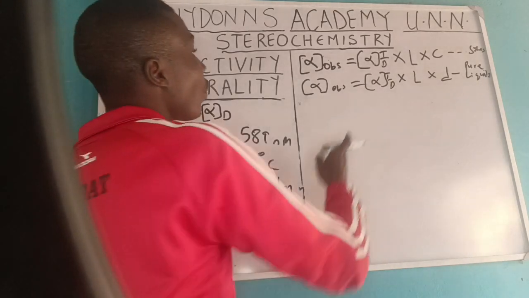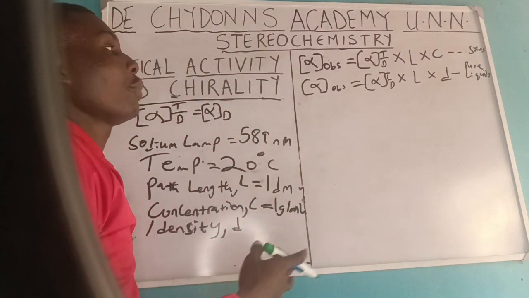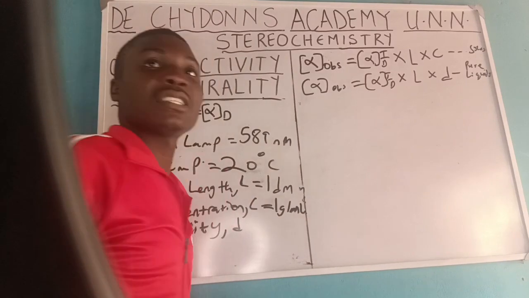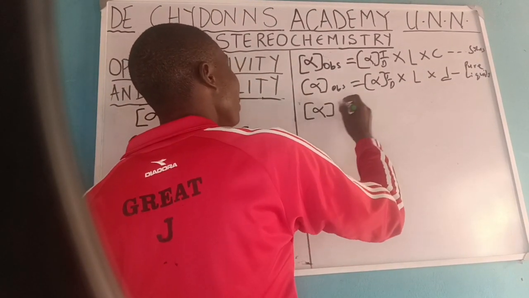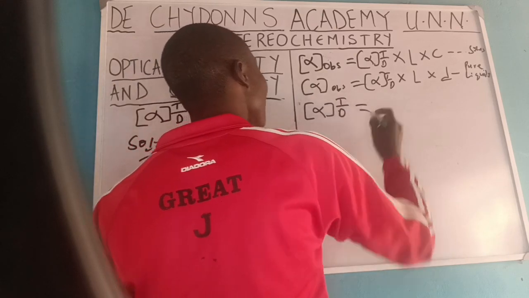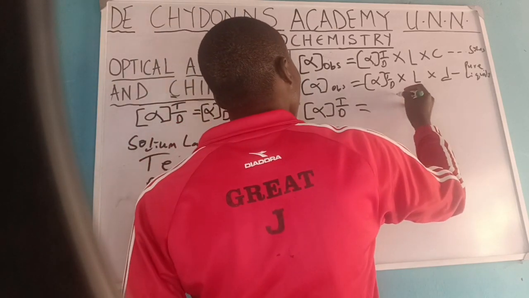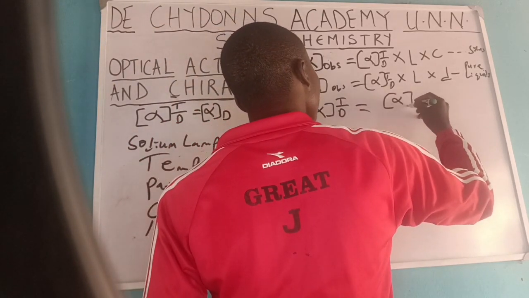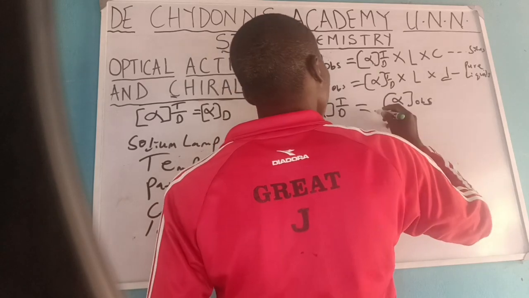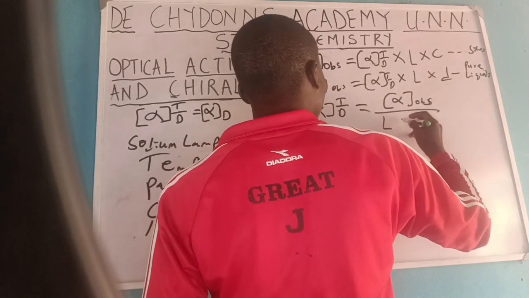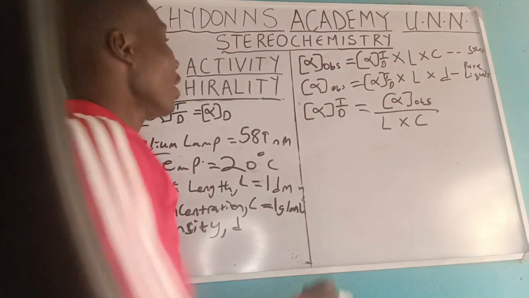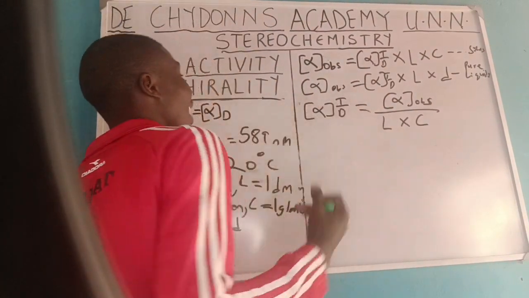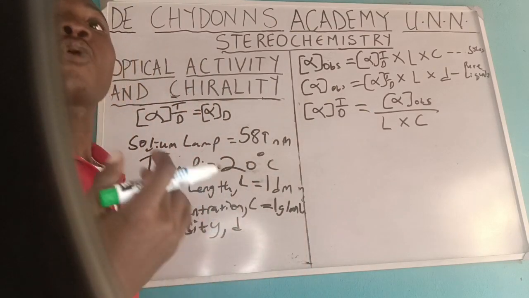And from this particular relationship, we can calculate the specific rotation by making it the subject of the formula. Specific rotation is now equal to the observed rotation divided by the path length times either your concentration or your density. That gives us an idea of what the unit of specific rotation will be like.